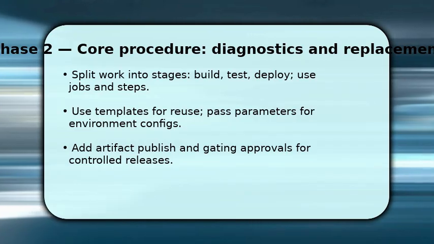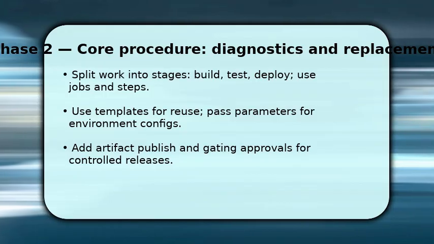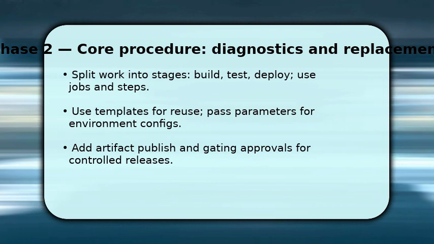Make sure to publish artifacts after tests and configure release gates or approvals to prevent accidental deployment. These middle steps enforce quality and make rollouts predictable and repeatable.